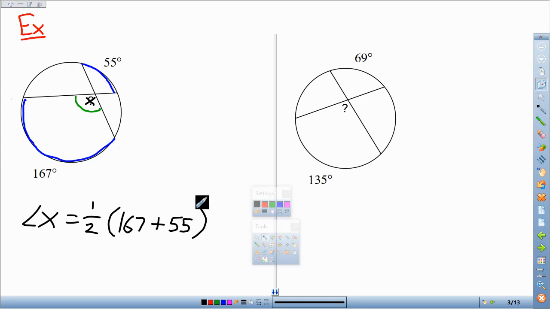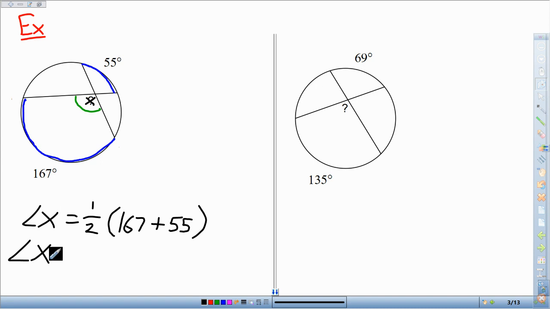From here we have some math we can do inside the parentheses. If there's ever any simplifying in parentheses to be done, start with that. So that's my next step. I got angle X equals 1/2 of 167 plus 55. Let's see what we get. It looks like 222. And then the last thing to do is take half of that, which you can probably do in your head, and we get 111 degrees.